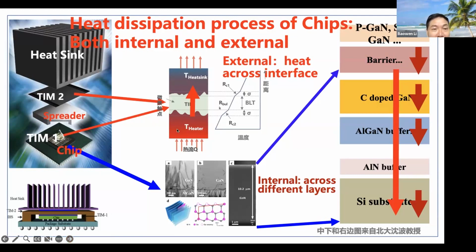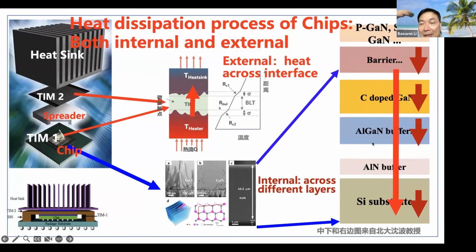So between, for example, the spreader and the heat sink, we have heat going from the heater through the thermal interfacial material to the heat sink. Here we have two interfaces. And inside the chips, we have the heat generator. For example, this is a third-generation wide band gap power semiconductor device, which generates heat in the gallium nitride, and it goes through the barriers and the C-doped gallium nitride and so forth. So the heat goes through different layers. This is inside the chip.